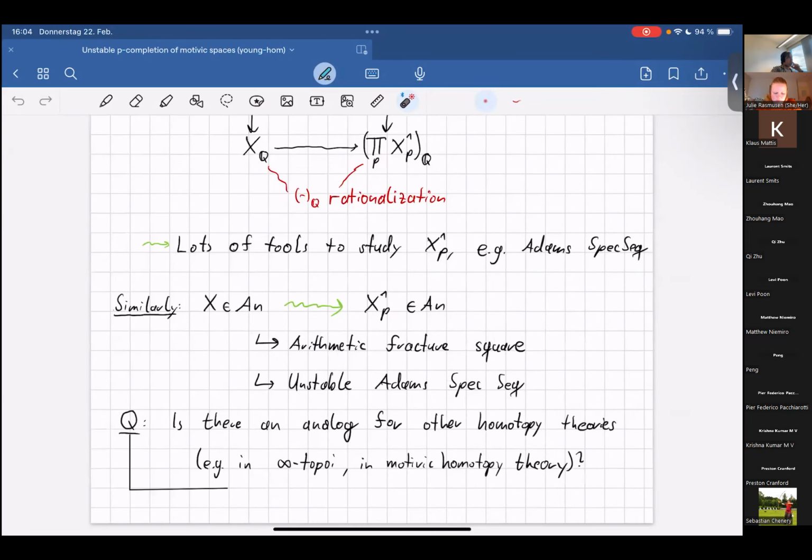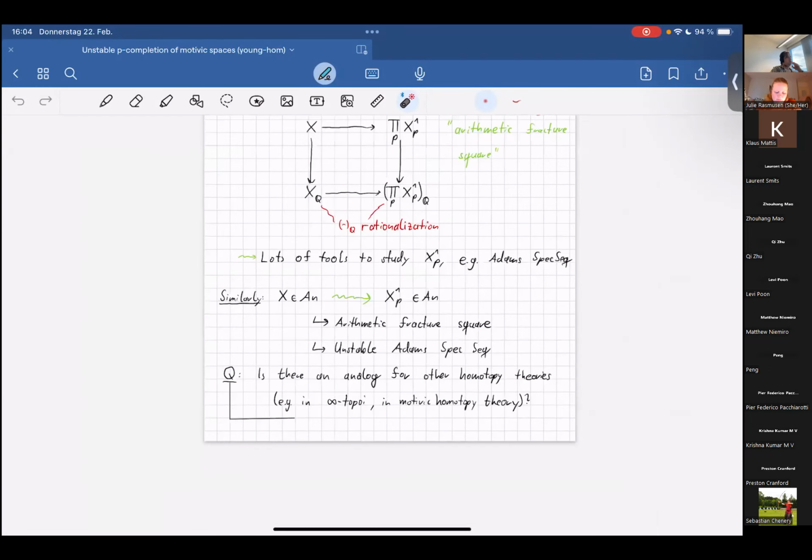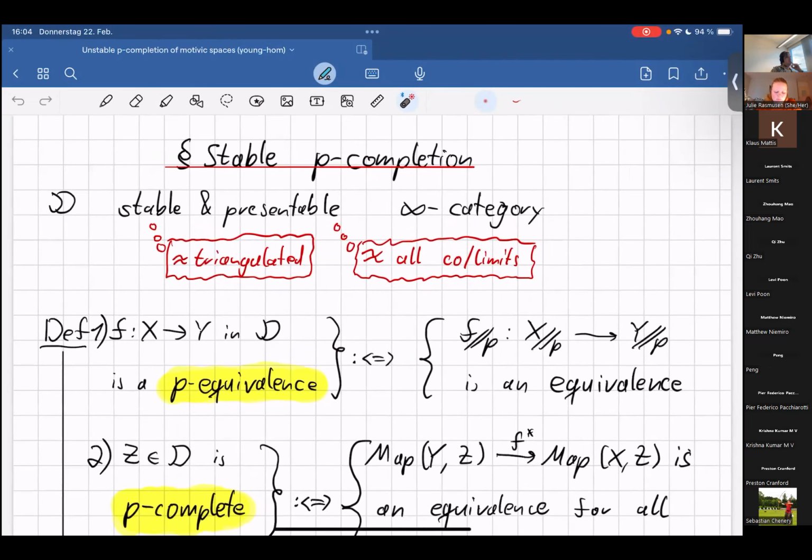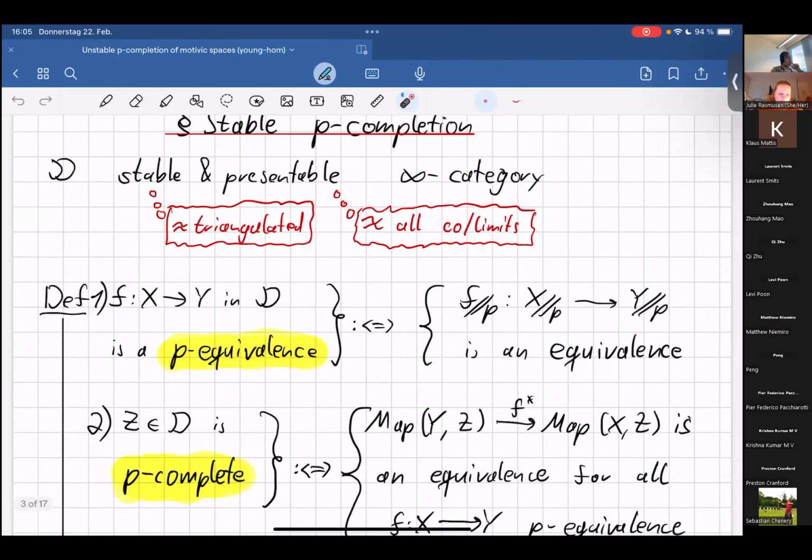Okay. But first, before I can talk about unstable p-completion in an infinity topos, I have to talk a little bit about stable p-completion in an arbitrary stable category. The setting for now will be that D is a stable and presentable infinity category. If you don't know these words, stable is more or less the infinity categorical term for triangulated, and presentable is more or less a condition that colimits and limits exist, plus some set theoretic additional conditions, but this is what you should think about this D.